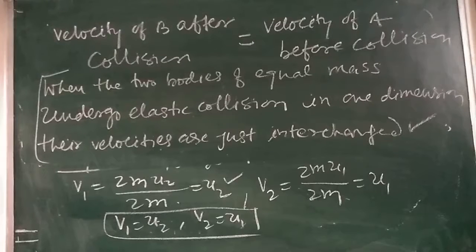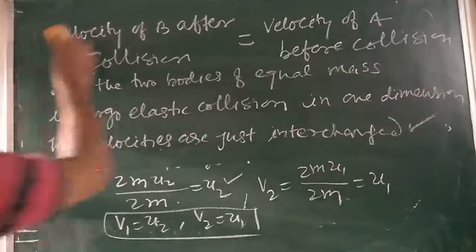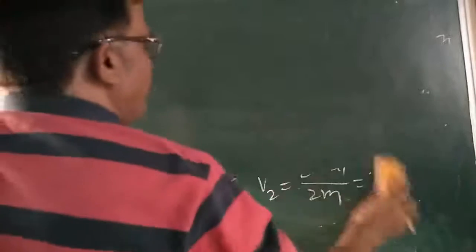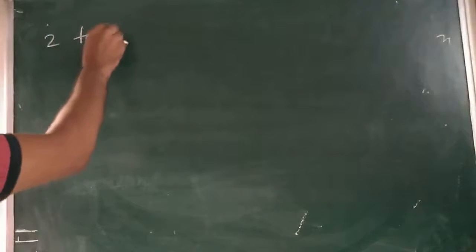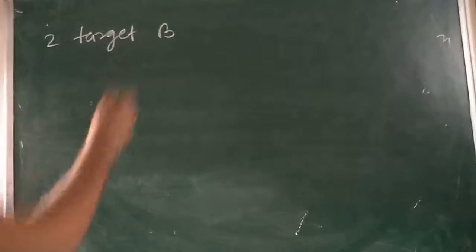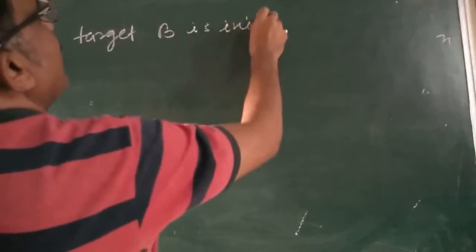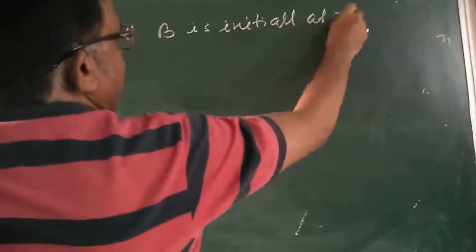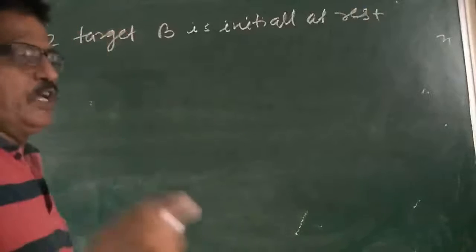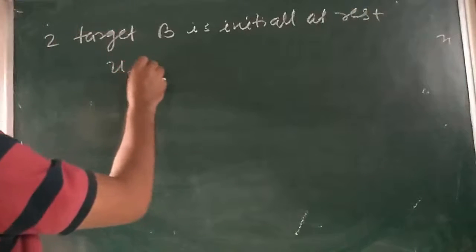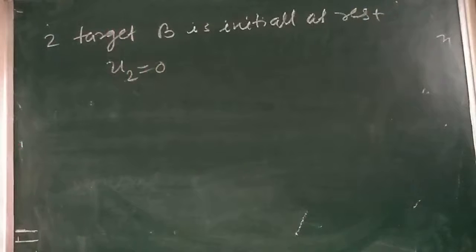Now the second case is when the target body B is initially at rest. Now case number 2. See again your figure. When the target body B is initially at rest, that is, the velocity of our second body B, u2, is 0. u2 is equal to 0.